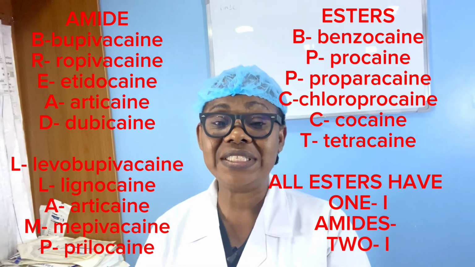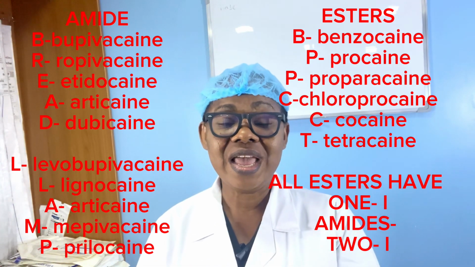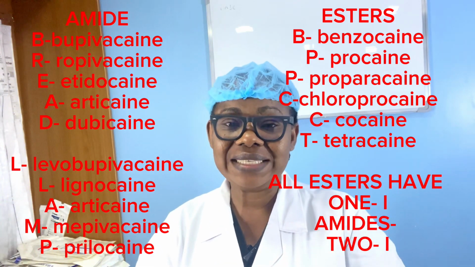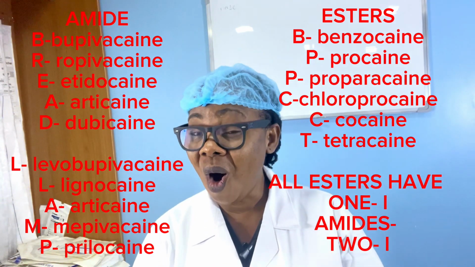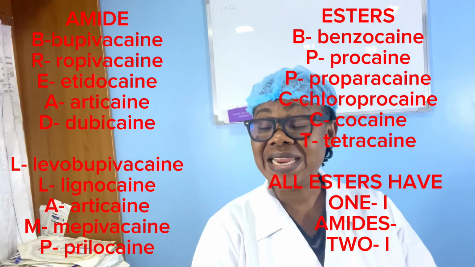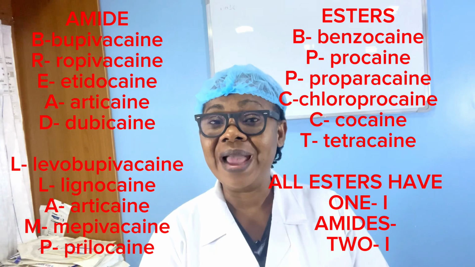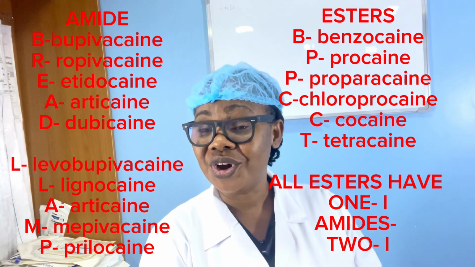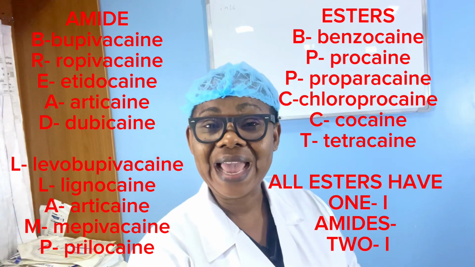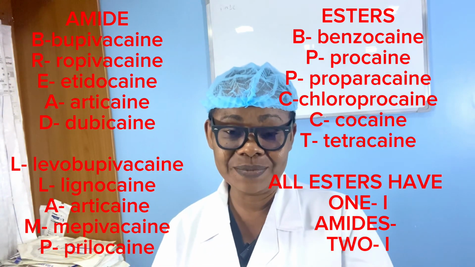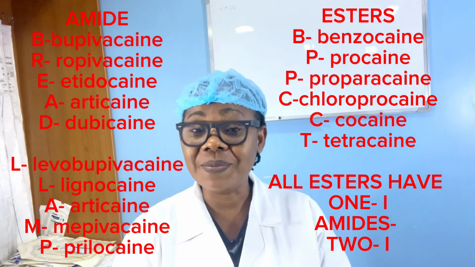Anywhere you see it, they can call it esterases. They can call it butyryl cholinesterase. That is how all esters are metabolized. While all amides are metabolized in the liver by alkylation and hydrolysis by cytochrome P450. All of them in the liver except articaine, which is metabolized like the esters. That's the metabolism.